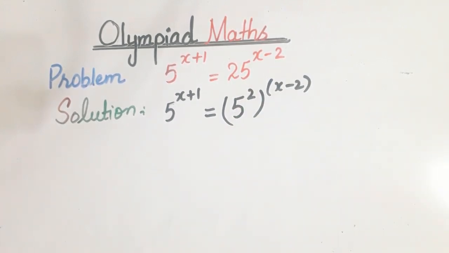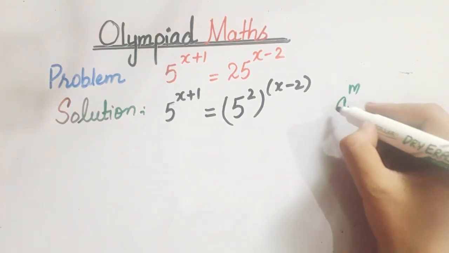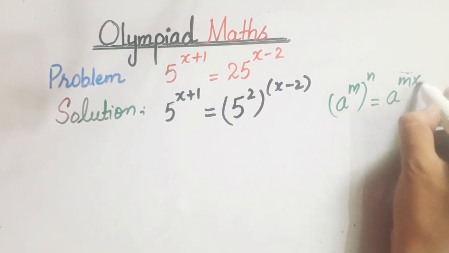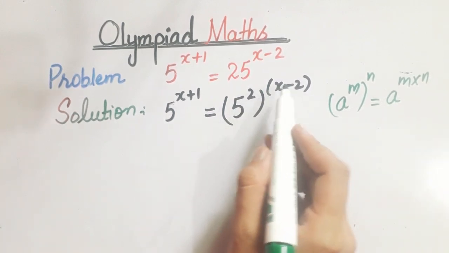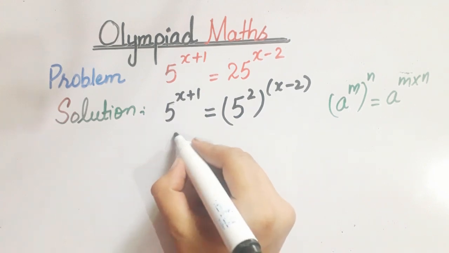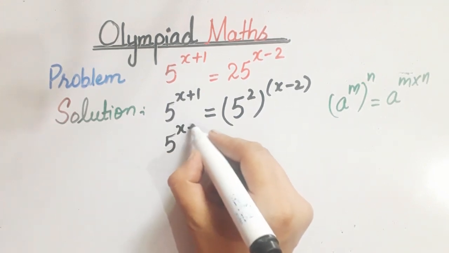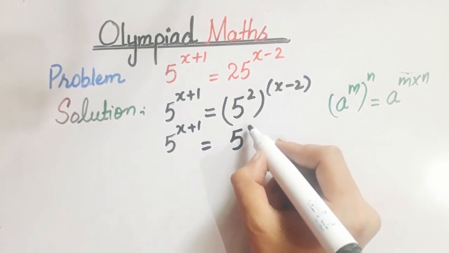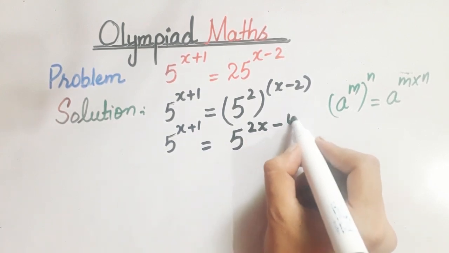Here we apply the rule that a raised to power m whole power n equals a raised to power m multiply n. So 2 is multiplied by this power. We will solve this as 5 raised to power x plus 1 equals 5 raised to power 2x minus 4.